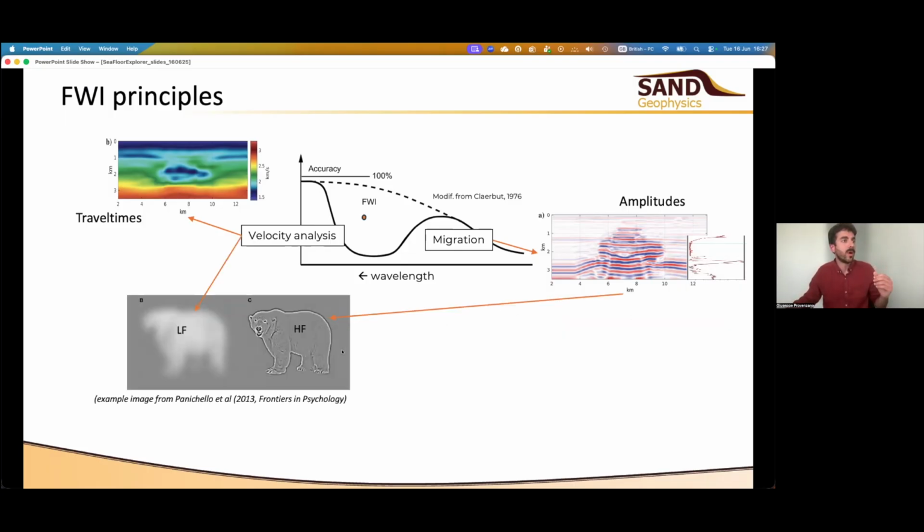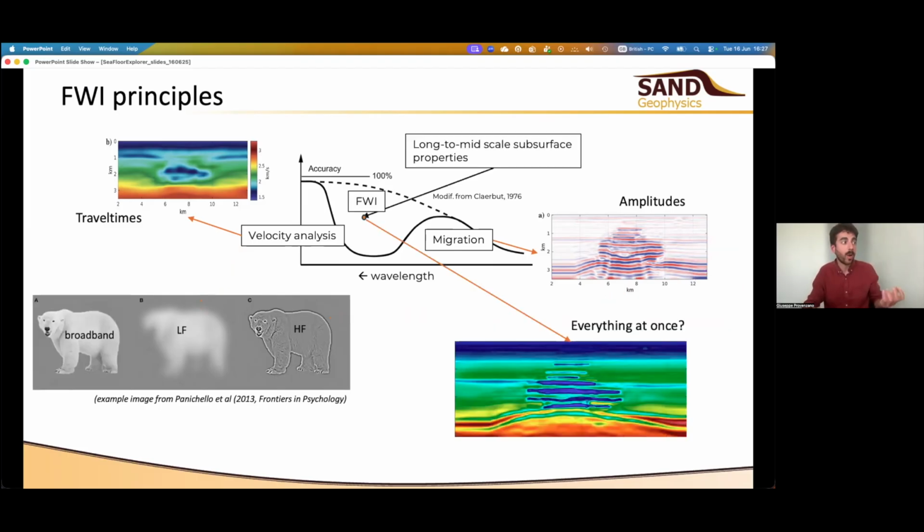Just so we agree on the vocabulary, from now on, I'm going to refer to this large-scale model as the spatial low frequencies, and this short-scale model as the high frequencies of the model. And you see, this is an example I like because this is clearly a bear, and you can recognize it from the high frequencies only of the image, but it doesn't quite tell you the full picture of what it is. In order to do that, you need to fill what we call a wavenumber gap in the image, and full waveform inversion aims exactly at doing that all in one go.